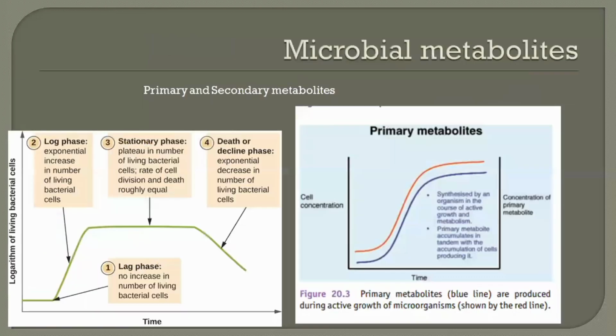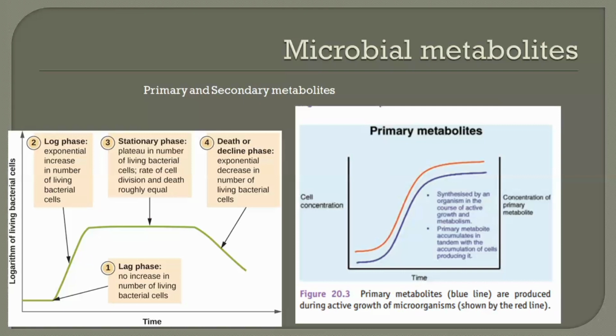Now, number 3 is the microbial metabolites, which are just the end products of the catabolism of compounds. Here we have primary metabolites and secondary metabolites. Primary metabolites are those that are produced during the growth process. We know that the growth of a bacterium or microorganism is divided into 4 phases. That is the lag phase, in which there is no increase in the number of living bacteria.